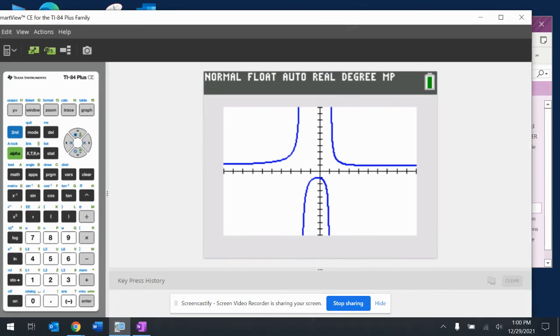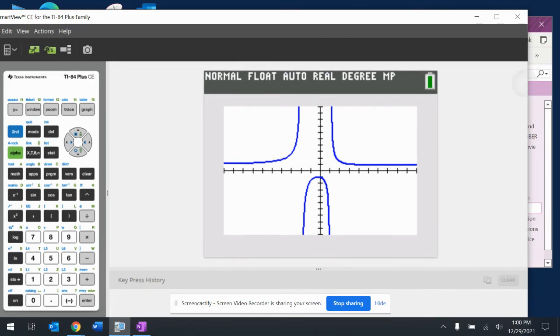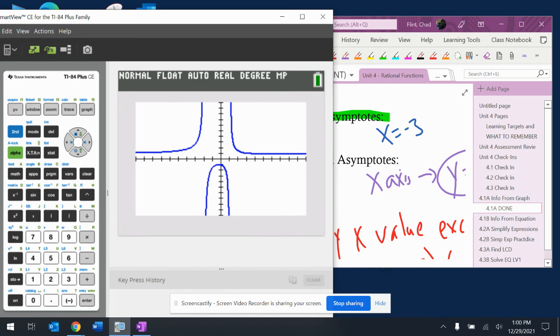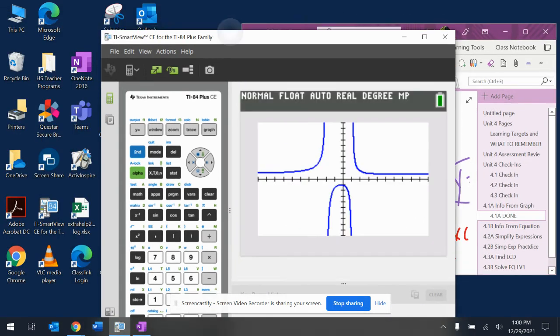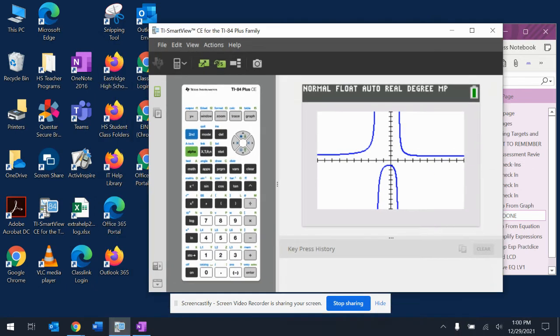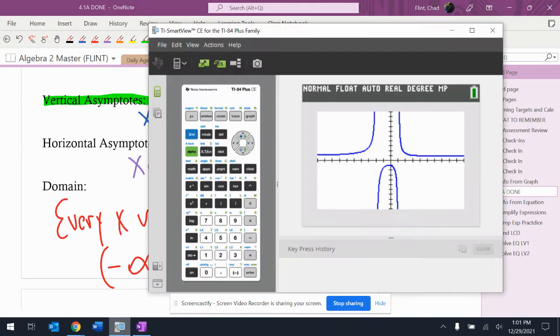It's not what I wanted to do, but that's what I want. I want to make it a little smaller so I can move it around easier. There we go. All right, so let's make that bigger.